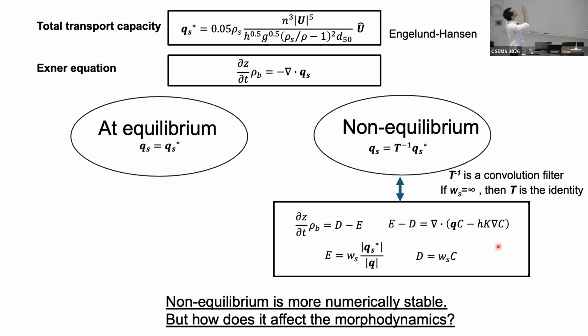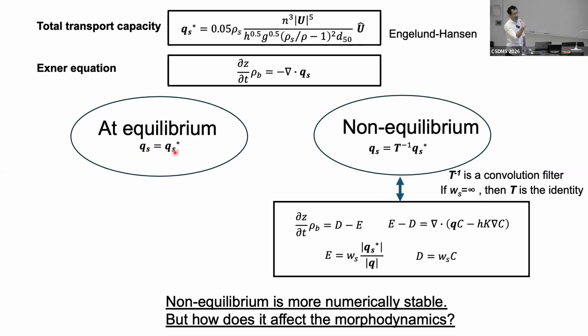So let's pick a total transport capacity predictor, like Engelund. I use the star to define the capacity. Then you have the Exner equation with this QS. Now, in most models, we assume that the transport is at equilibrium, so the transport capacity is the same as the actual transport.